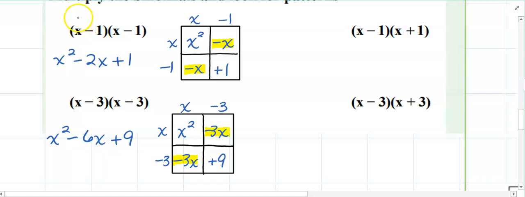it's the same as squaring the first term, squaring the last term. Negative 1 times negative 1 is positive 1. And then multiplying them together, negative 1 times x is negative x, and doubling it gives us our middle term. That will work every time you have a binomial times itself. Square the first term, square the last term, then to get the middle term, multiply them together times 2.